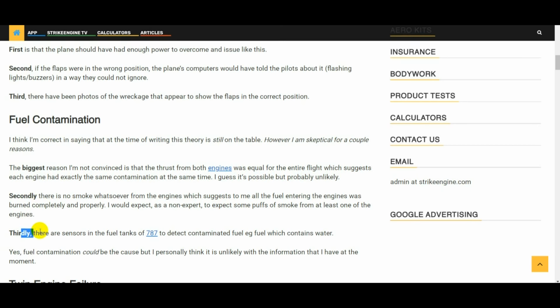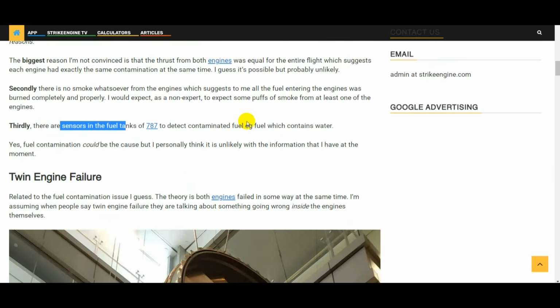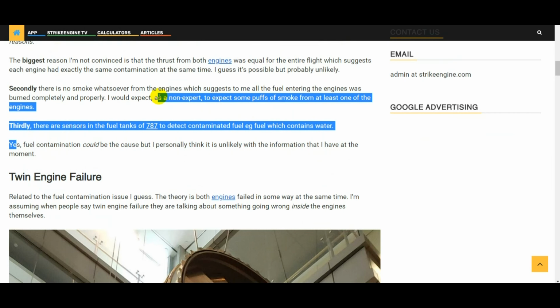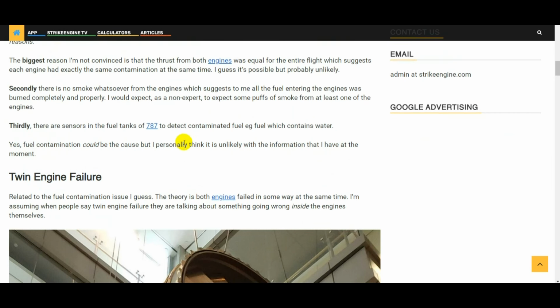And thirdly, there are sensors in the fuel tanks of the 787s to detect contamination, e.g. if there's fuel which contains water. Yes, fuel contamination could be the cause. I guess all these things apart, it still could have happened, but I think it's unlikely with the information that I have at the moment.